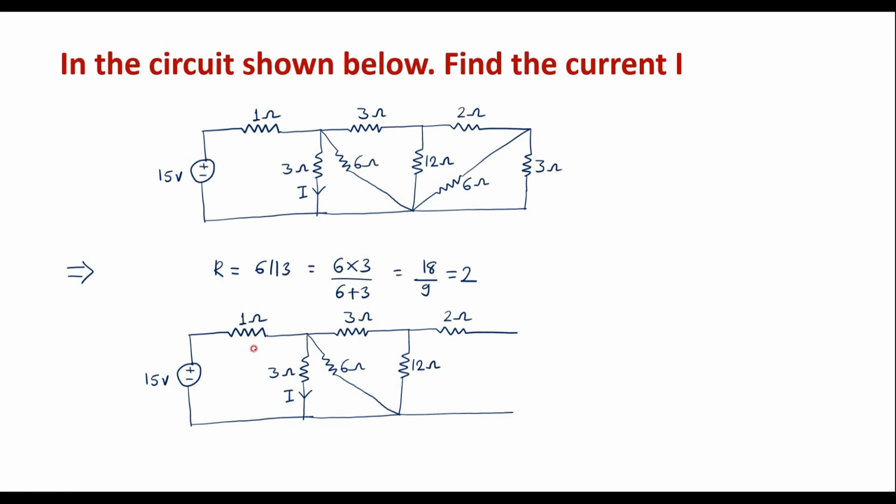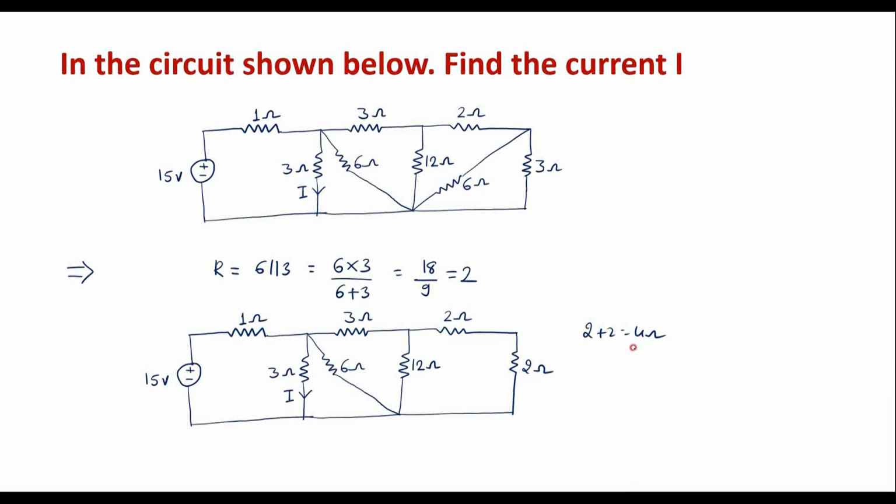So now I draw the remaining circuit as it is. I will replace 6 ohm and 3 ohm by the equivalent value, that is 2 ohm, connected between these two terminals. Now here we can observe that this 2 ohm and 2 ohm are in series. So these two resistors are replaced by a single resistor, that is 4 ohm, because 2 and 2 are in series, that is 2 plus 2 is equal to 4 ohm.